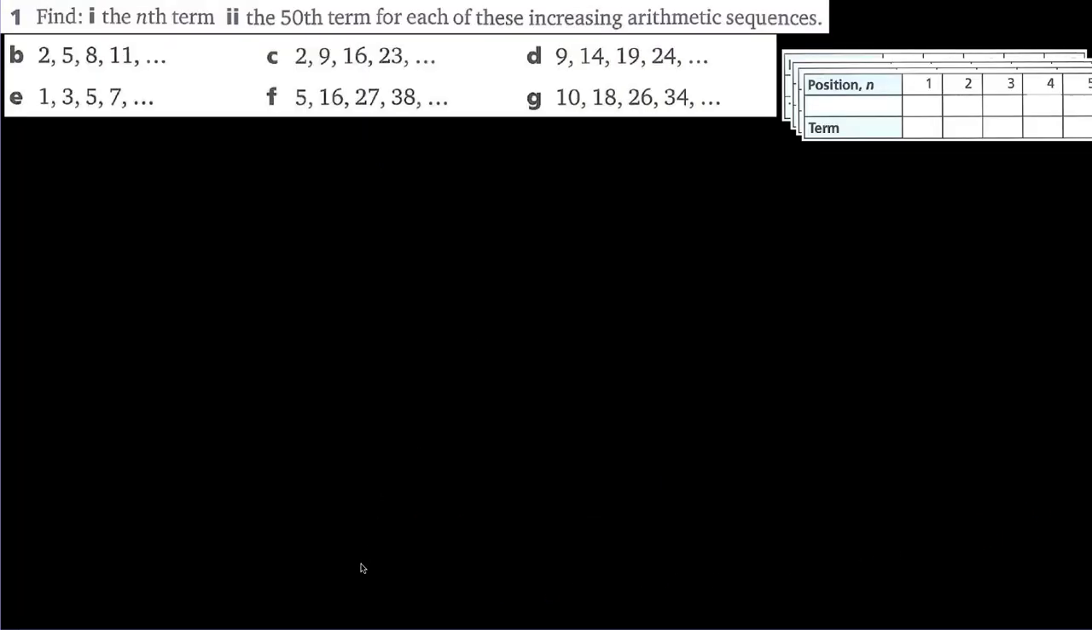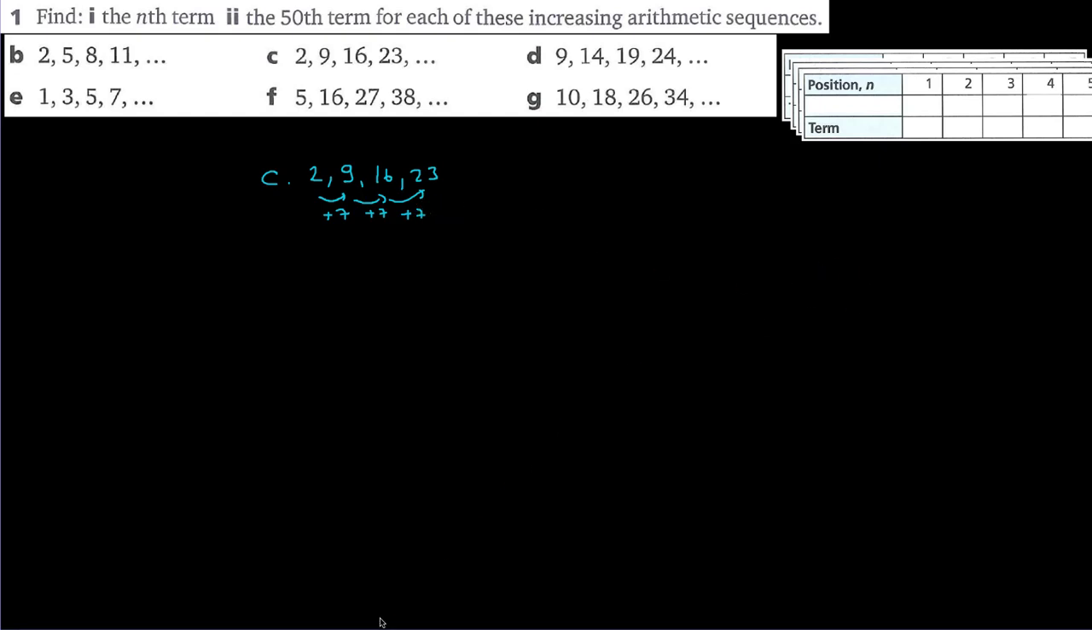Let's solve some exercises from this page here. These are increasing arithmetic sequences, so the common difference between terms is always plus. From C1, I'm going to solve C1: 2, 9, 16, and 23. So the common difference between them is plus 7.